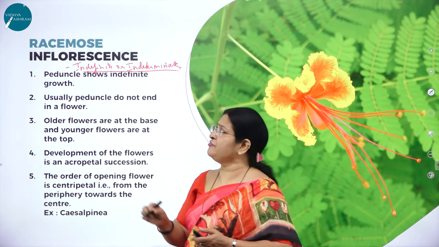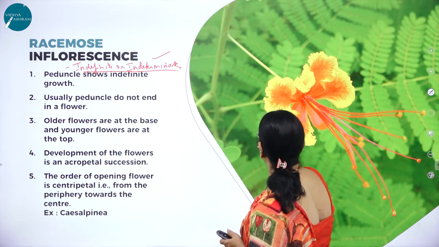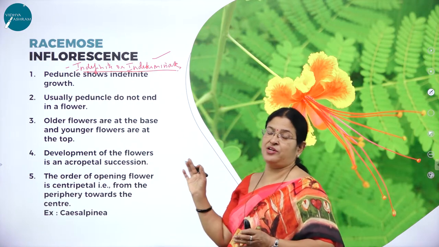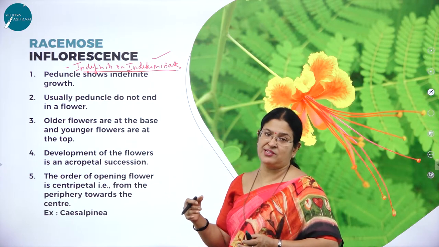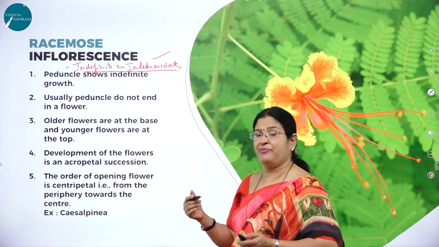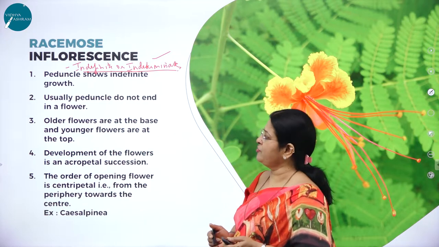Now let us see what are the features of this racemose inflorescence with a classical example. Here you can see the beautiful flower, right? Have you ever seen it? You can usually see these flowers in the month of May. It's usually called May flower, right? So in the month of May, it blooms. Now let us see what this racemose inflorescence is.